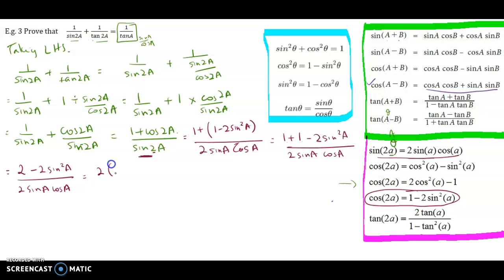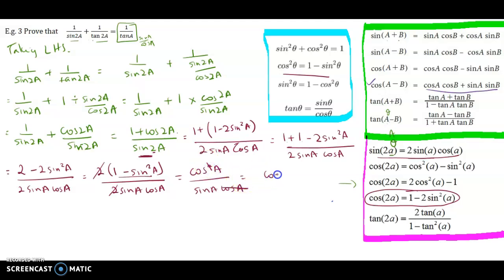Now the top here I can factor out 2. Lovely. Now what can I do here? You guessed it, cancel this and cancel this. However, 1 minus sine squared a is the same as cos squared a. So I could write cos squared a on top, over sine a cos a. Since this is cos squared a and this is only cos a, this will cancel and take off one of these. So now I have, guys, cos a over sine a, which is actually the reverse of tan a. So that's actually 1 on tan a.